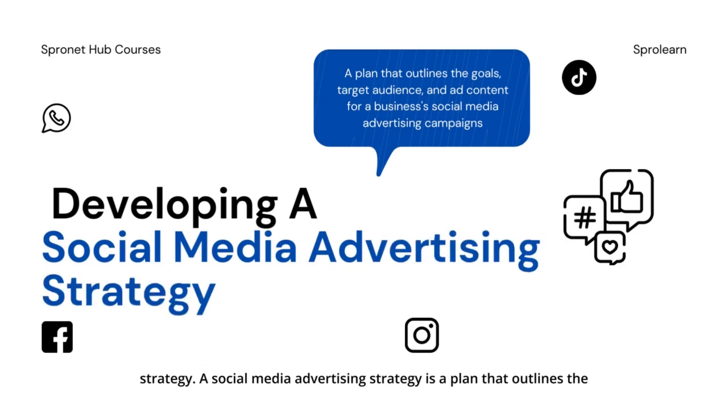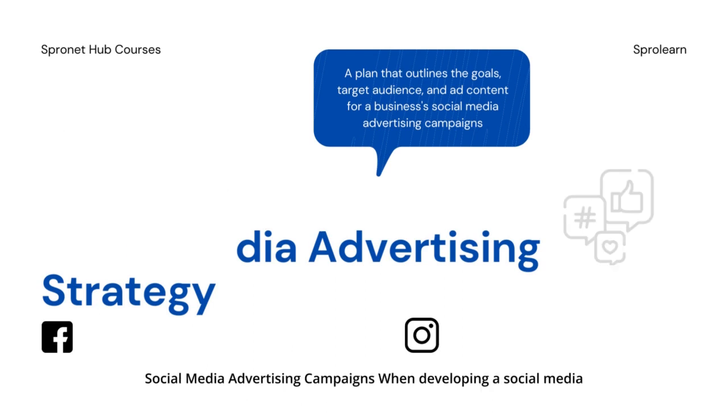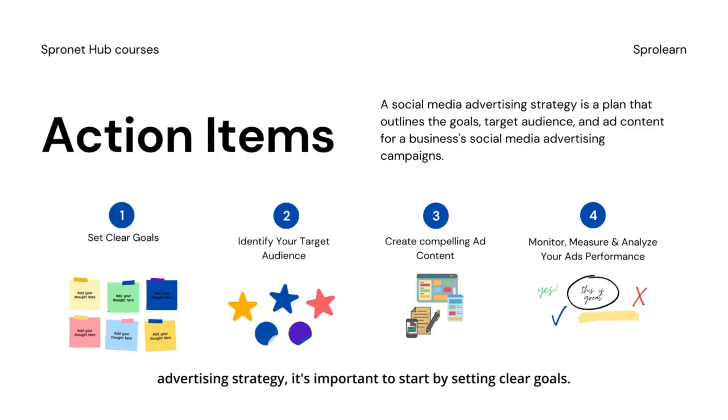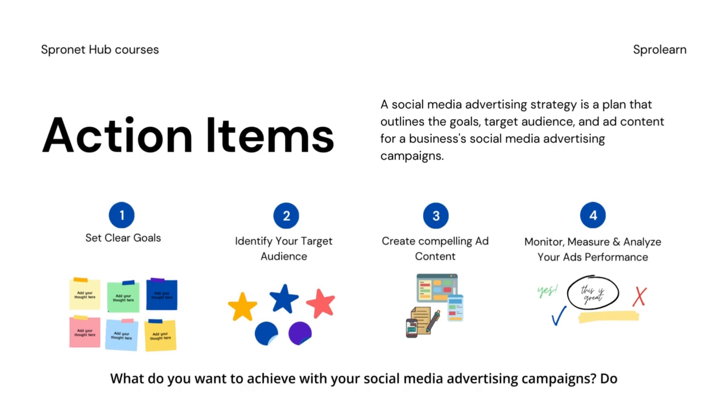A social media advertising strategy is a plan that outlines the goals, target audience, and ad content for a business's social media advertising campaigns. When developing a social media advertising strategy, it's important to start by setting clear goals. What do you want to achieve with your social media advertising campaigns?